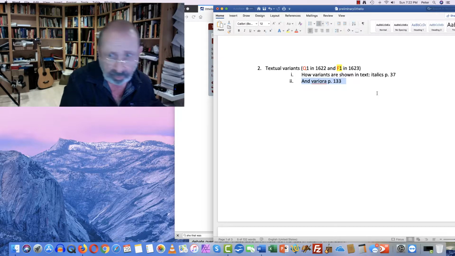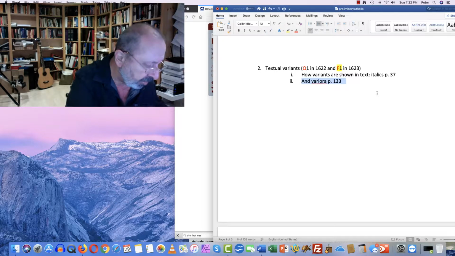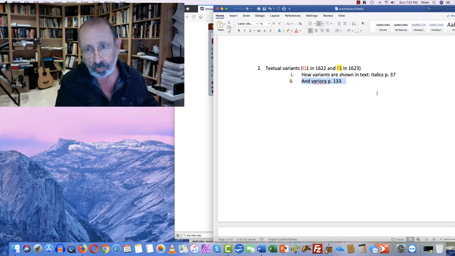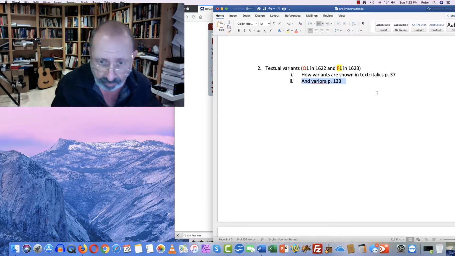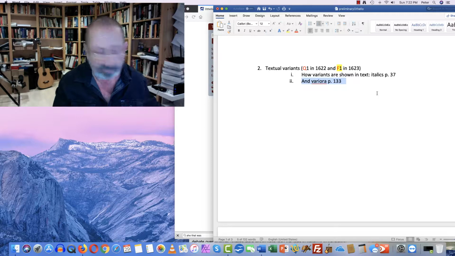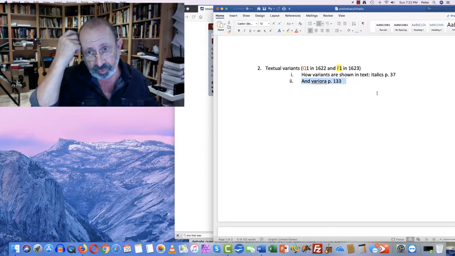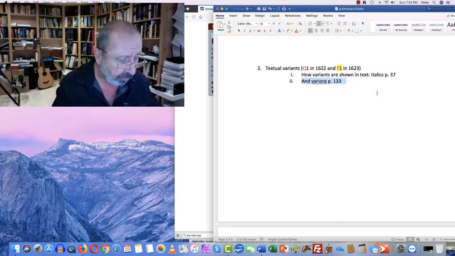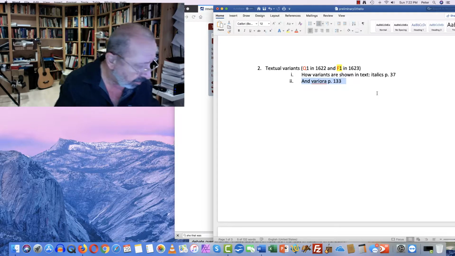So if you were technically reading F1, those italicized lines would not be there. But our editors are being transparent and showing us what the quarto lines would also have been. So that's very important. The second way that the text manages things is through something called variora. So if you go to page 133 at the back of the Norton, one of the things it shows us is that even that opening word of the play, which is very dramatic, it's Iago going tss.